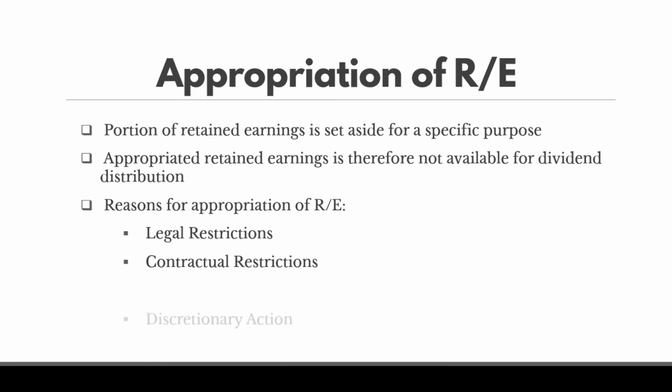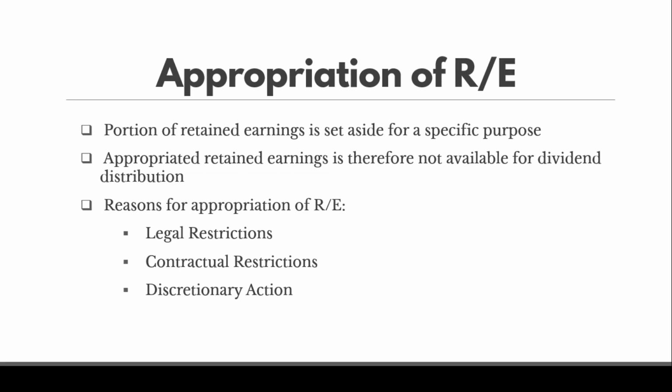Next, lastly, it would be discretionary action. So dito, kaya ka nagtabi ng retained earnings kasi gusto ng board of directors. So maaaring nagtabi kayo because of future plans, like gusto nyo mag-expand ng inyong planta, magtayo ng another branch, bumili ng capital assets. So those are reasons for discretionary action.